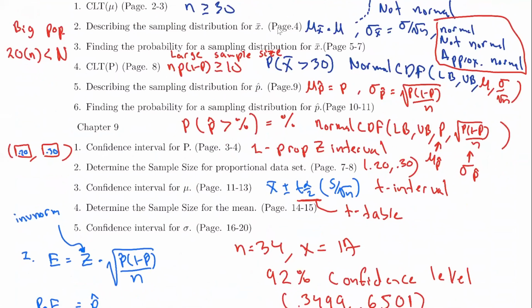And just remember, for the confidence interval, the central limit theorem still applies from chapter 8. So the central limit theorem for p and the central limit theorem for mu still apply in chapter 9.